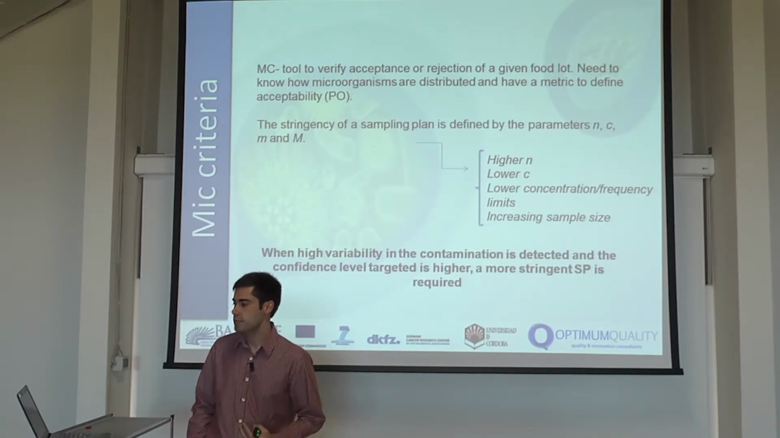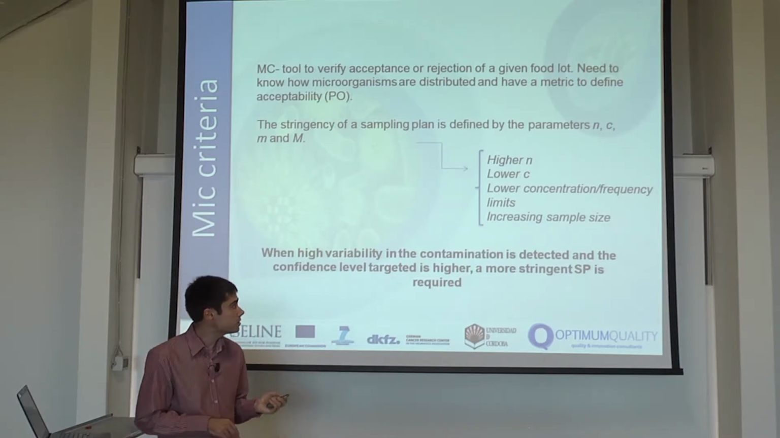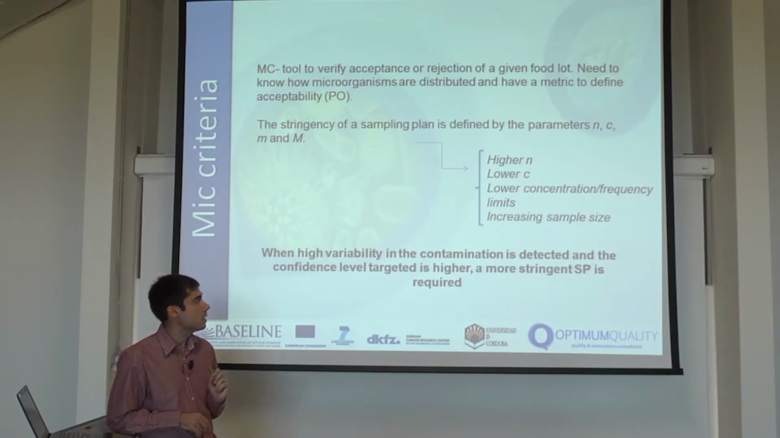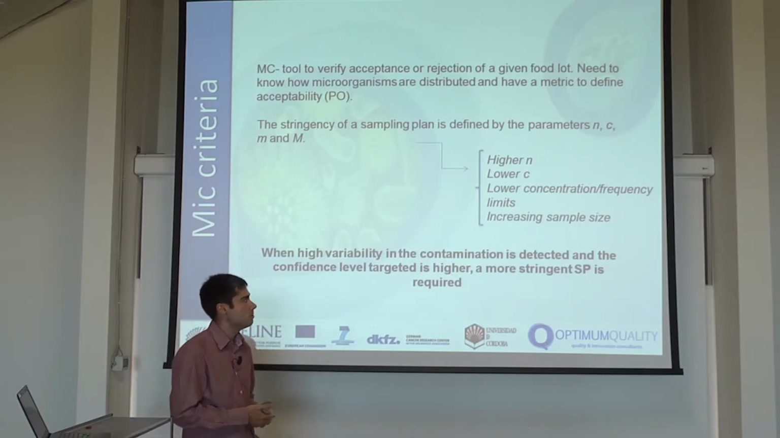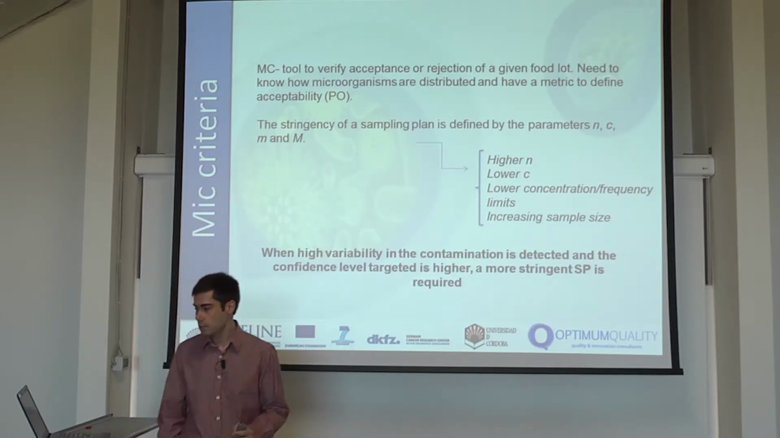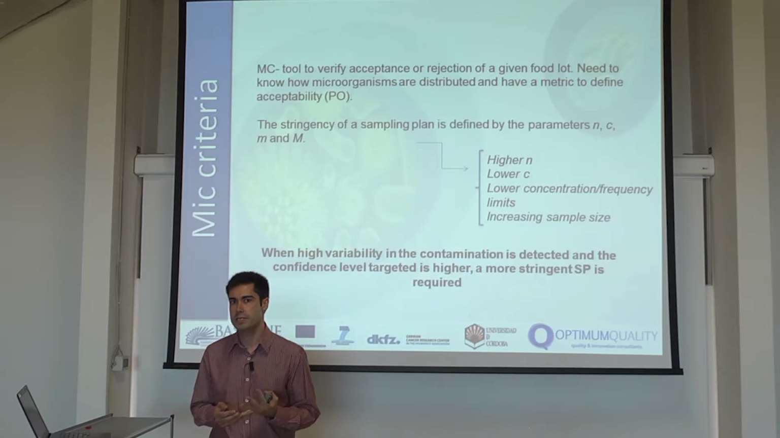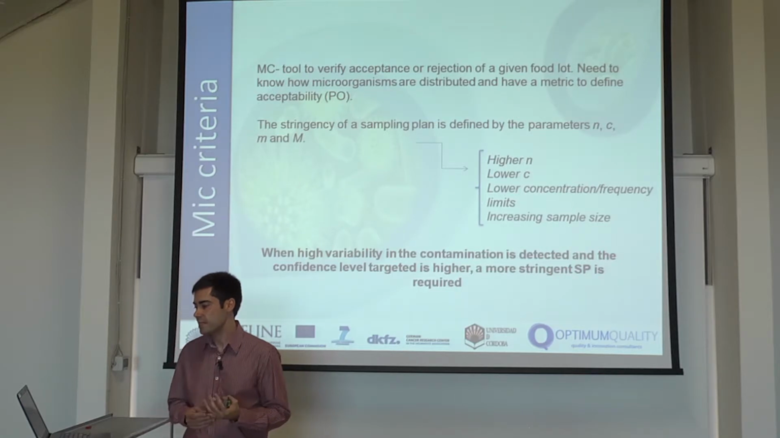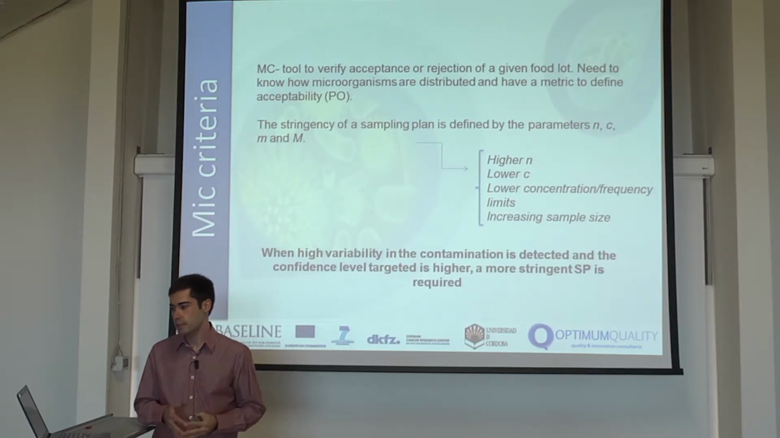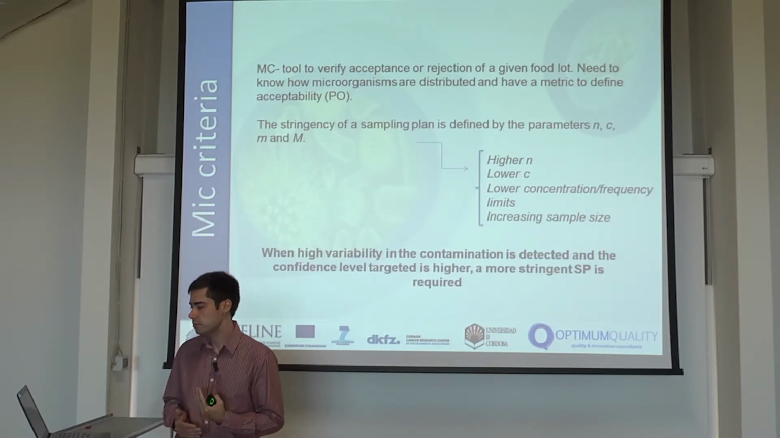The stringency of a sampling plan is defined by the parameters n, c, and lowercase and uppercase M. The stringency increases with a higher number of samples, a lower value of c, and lower concentration and frequency limits, and also by increasing the sample size. But when high variability in the contamination is found, which is the most common case in a wide range of foods, and the confidence level target is higher, a more stringent sampling plan is normally required, so in many cases it cannot be achieved.